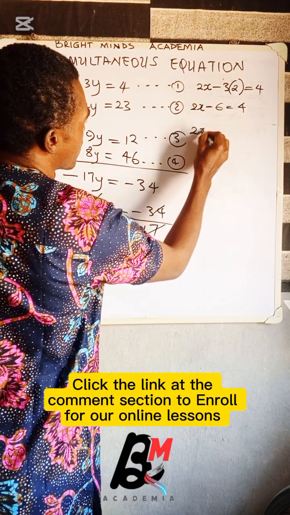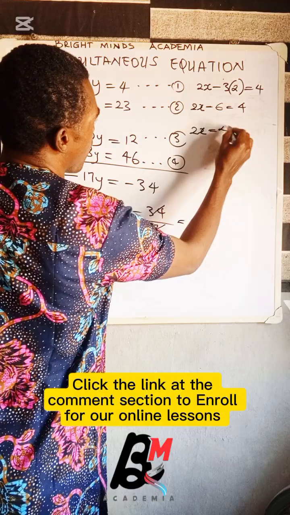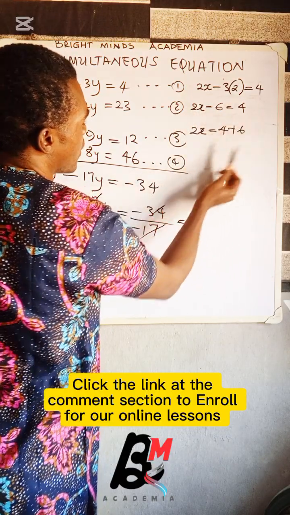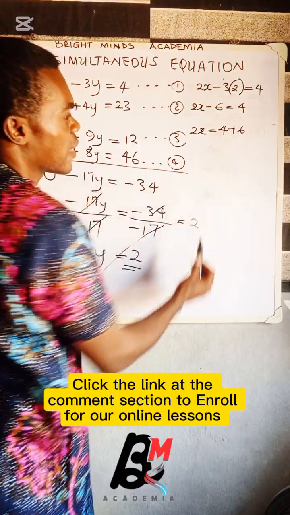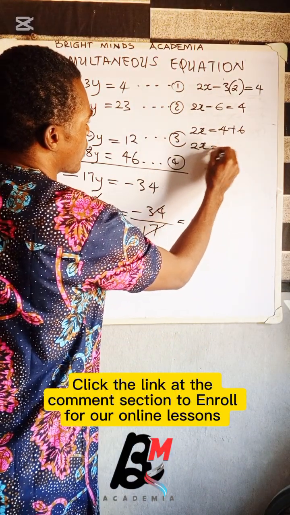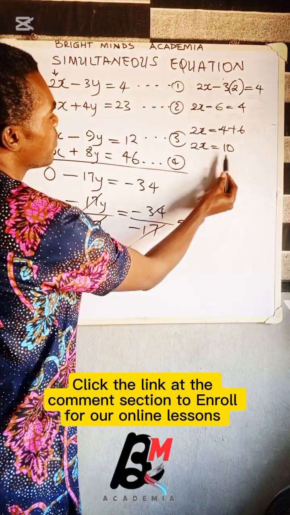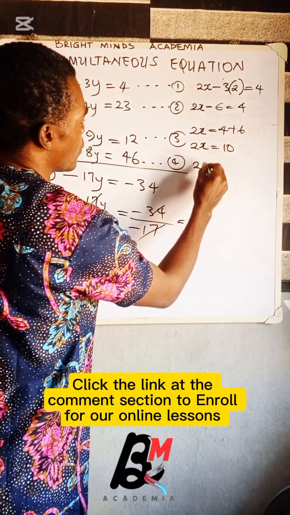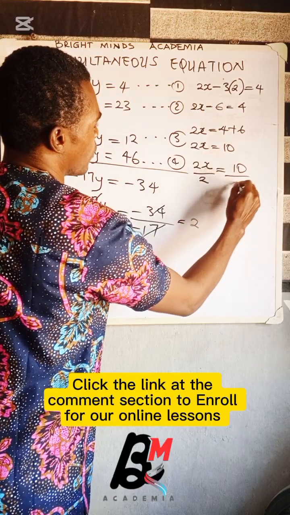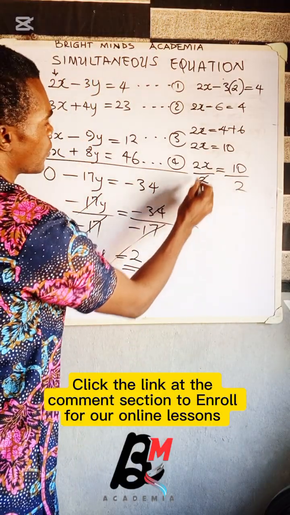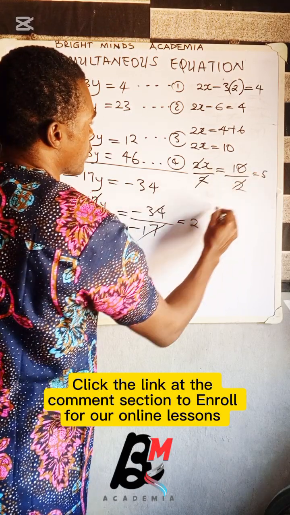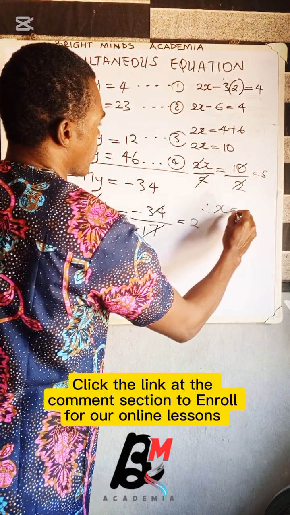So 2x is equal to 4 plus 6. Now, when a negative sign crosses an equality sign, it becomes positive. That is how we got the plus 6. So we're going to have 2x is equal to 10. Now, dividing both sides by 2, we're going to have 2x all over 2 is equal to 10 all over 2. So this 2 we cancel out, and this 10 divided by 2 gives us 5. Therefore, x is equal to 5.